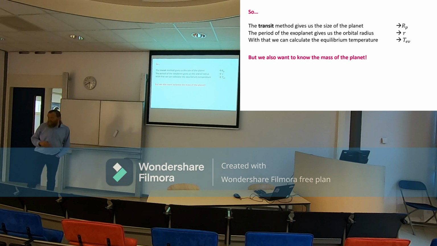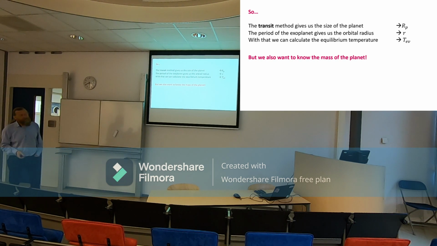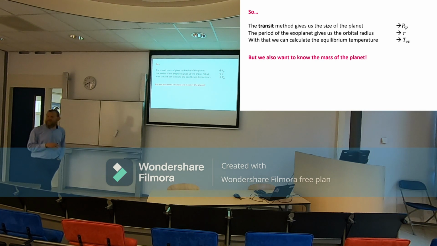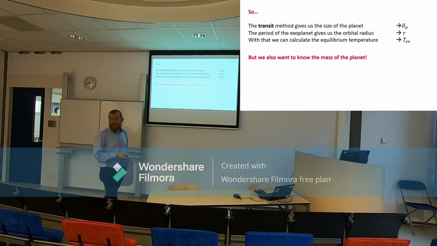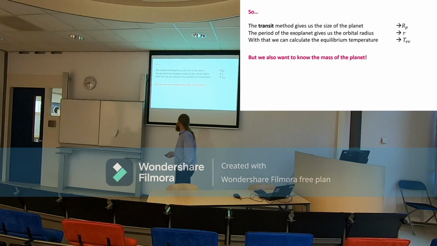From transit observations, we can find the radius, the size of the planet, and then with the period, we can find the orbital radius, so the distance to its star, and then we can calculate the equilibrium temperature, which is a sort of measure of the temperature of a planet, right? For most planets in our solar system, it pretty much works. So this is pretty good, but we want to know the mass of the planet.